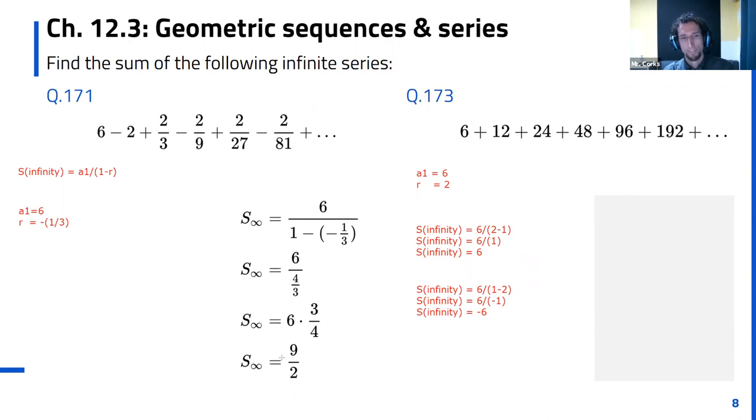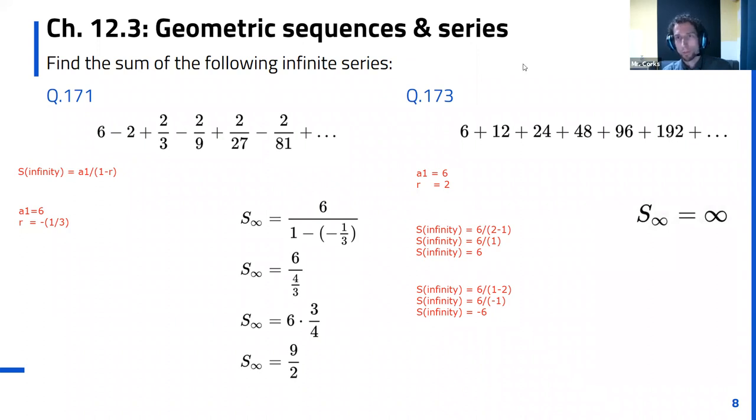Because r is positive, so it's greater than 1. Okay, not the positive part, but greater than 1. Absolute value is greater than 1, so this formula doesn't work. We can't use it. It only makes sense when the absolute value of r is less than 1. So the infinite sum here is infinity.